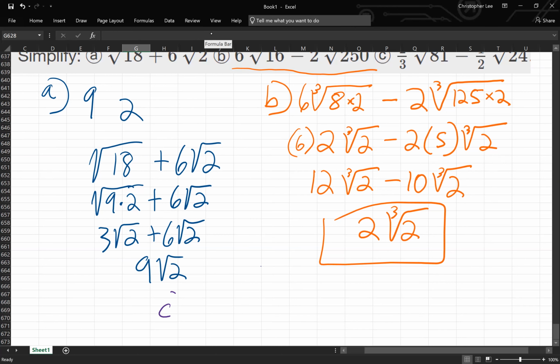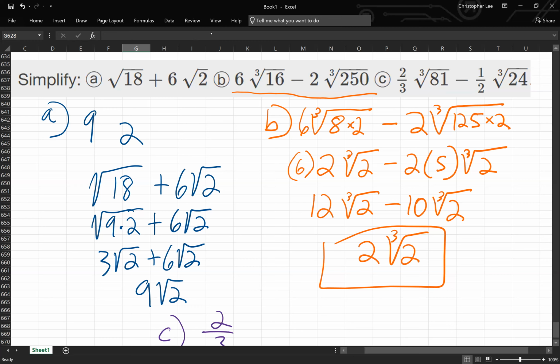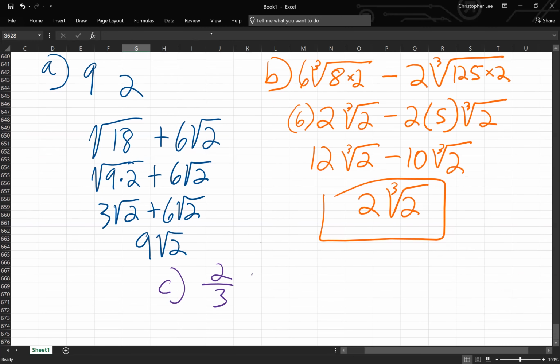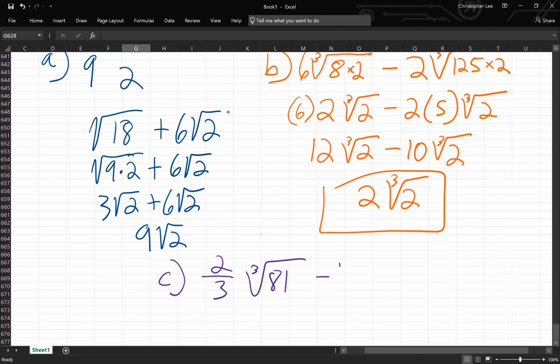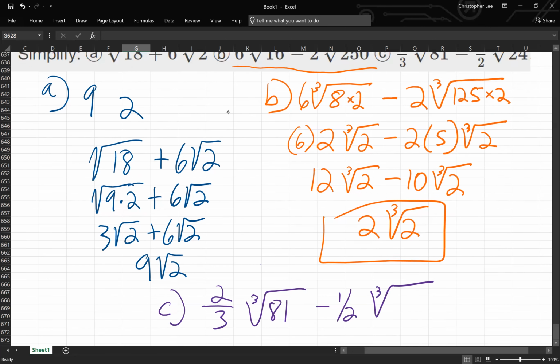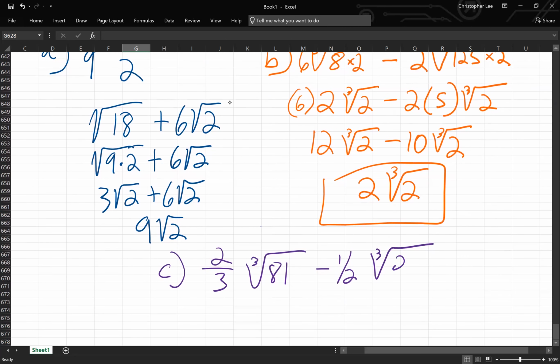All right, so for C, right? I have 2 over 3 cube root 81 minus half cube root 24.